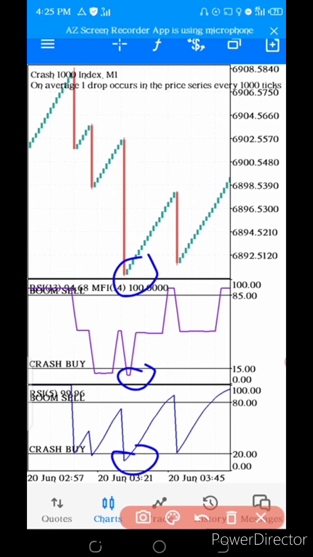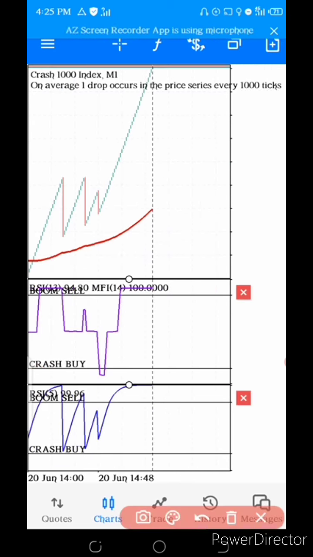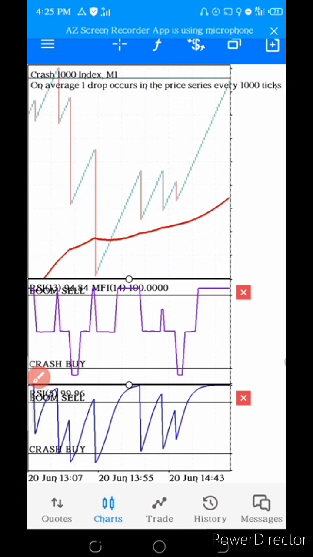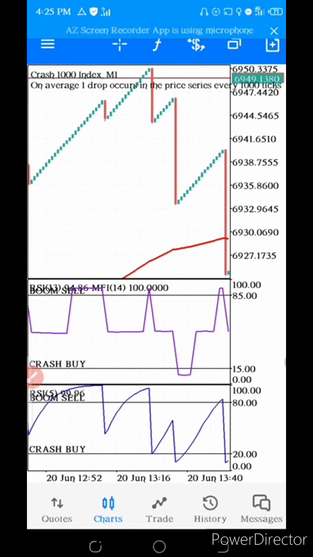And when the market meets the 3 confirmations, you are going to take your what? You are going to take your buy. This is also a trade confirmation here. You can see that. And once that happens, you are going to take your buy. And you can see everything happened when the candles are above the 200 moving average. This is for Crash 1000.